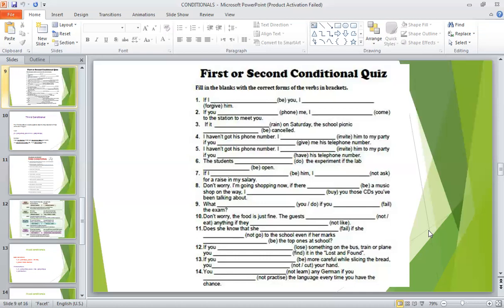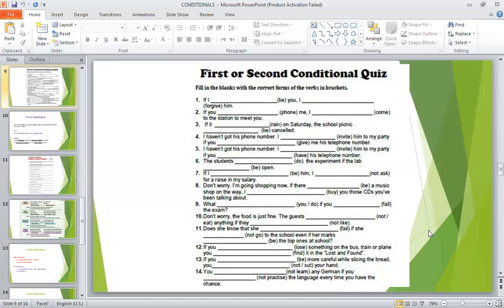This is number two. If it rain on Saturday, the school picnic be cancelled. So is this possible or not? Yes, it's possible, of course, to rain or not to rain on Saturday. So if it rains on Saturday, the school picnic will be cancelled. Here, this is passive form, will be cancelled.